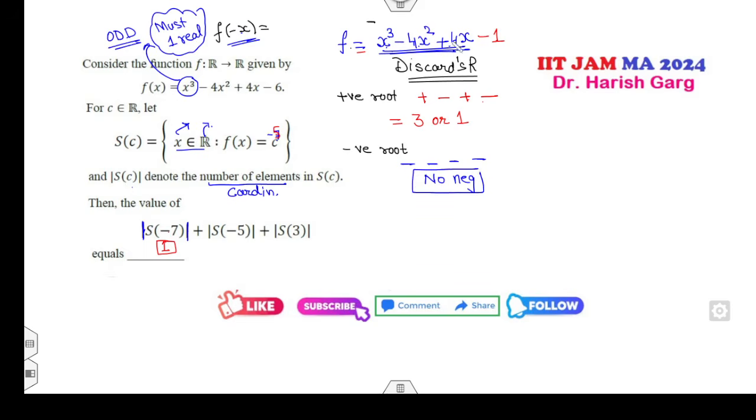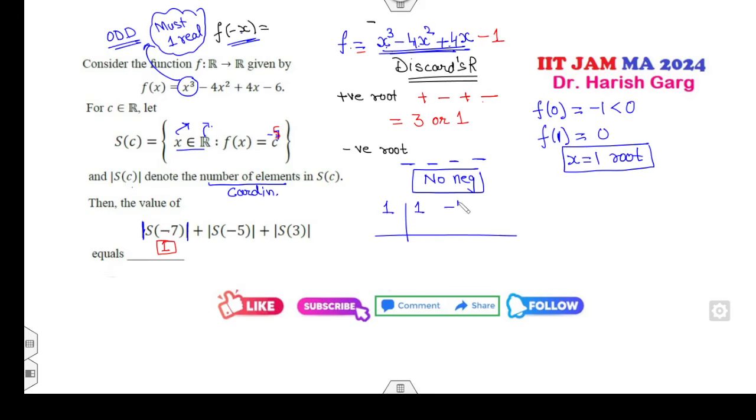Fine. Now again we can see what is f(0). -1, which is less than 0. For f(1), because there is no negative root, there is no benefit in checking negative values. What value comes at 1? 1 and 1 cancel, 0, so x = 1 is a root of the equation. If one root is found, you can get the second root by Horner's method. The coefficients are 1, -4, 4, -1. Fine. 1, 1, -3, -3, 1, 0.